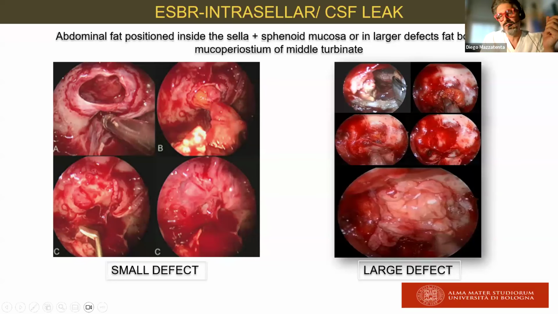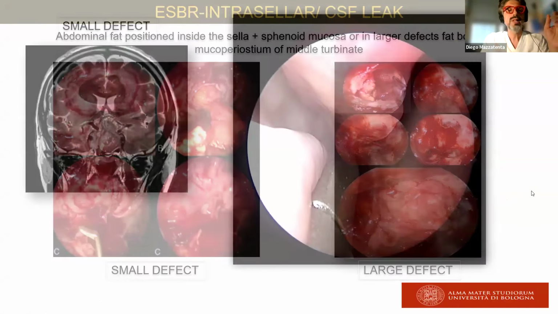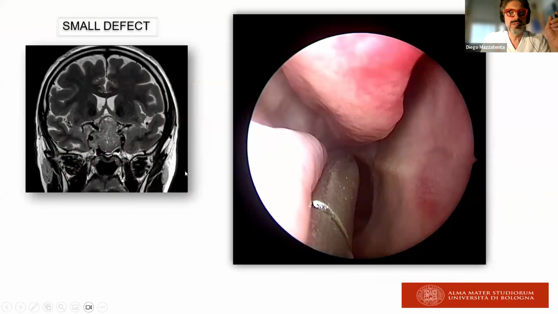On the right side, you see a large defect. In this case, you can see the suprasellar space with the optic chiasm. We use abdominal fat and we cover with the mucoperiosteum of the middle turbinate. We don't abuse the pedicle flap, as you can see. This is a case of a small defect.